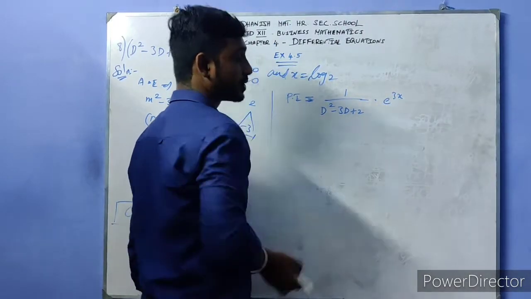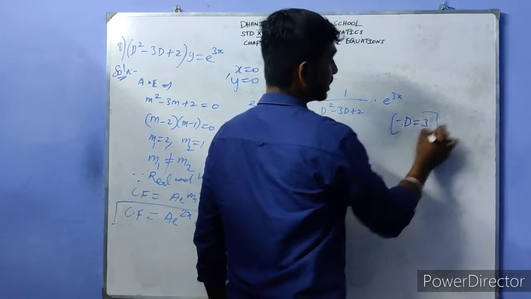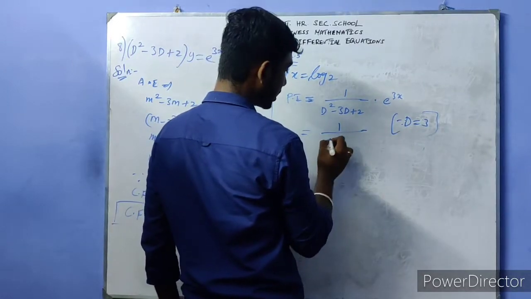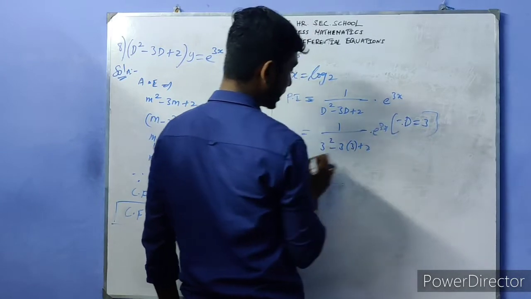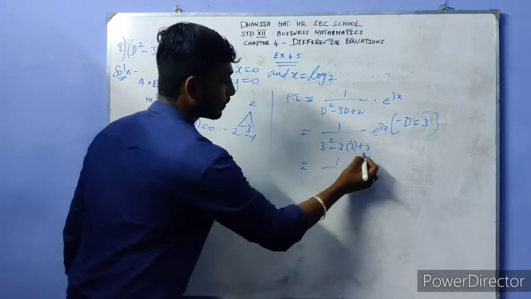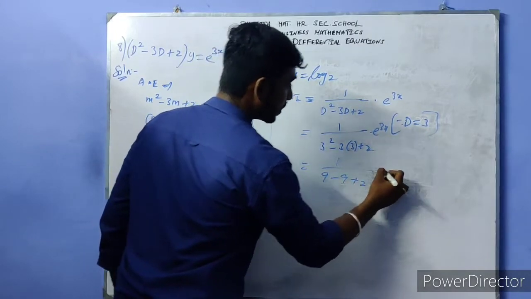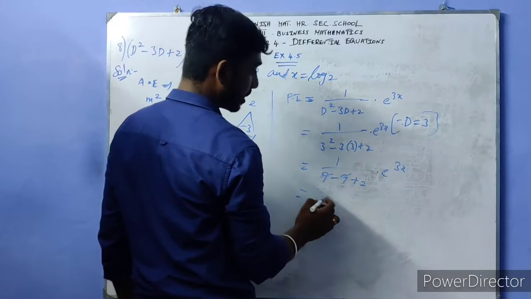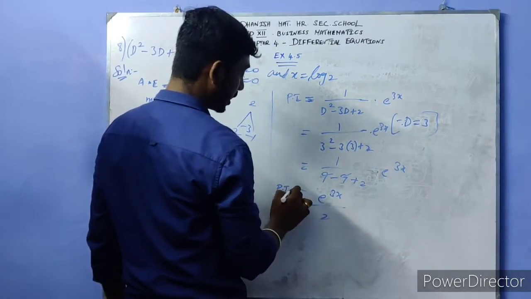If the coefficient of x value, you have to consider it like a D. So let's substitute here: 1 divided by 3 square minus 3 into 3 plus 2, e power of 3x equal to 1 divided by 9 minus 9 plus 2, e power of 3x. Now cancel this one, 9 and 9, remaining value e power of 3x divided by 2. So this is a particular integral value.